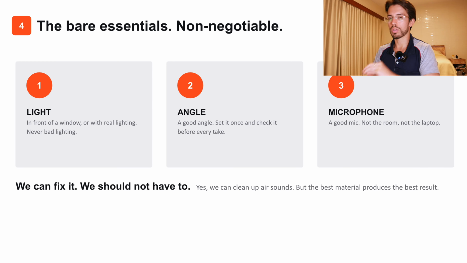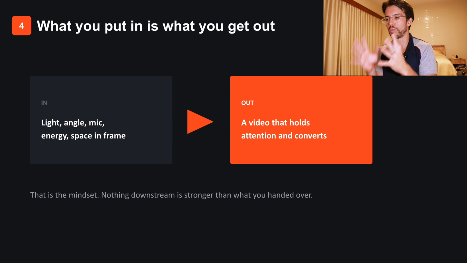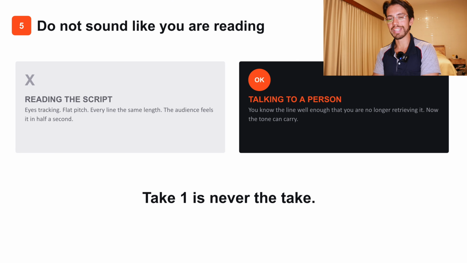The inputs will determine the outputs. Light, angle, microphone, energy, space in the frame, that's all gonna come up with a really nice video that holds attention and actually converts. The important thing is that you don't want to sound like you're reading from a script, because people are gonna notice it. People are gonna feel like, this is not so good. Take one is never the take.